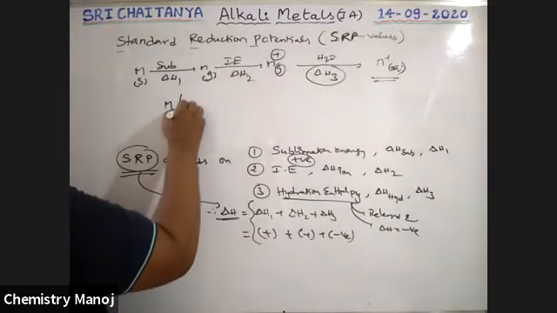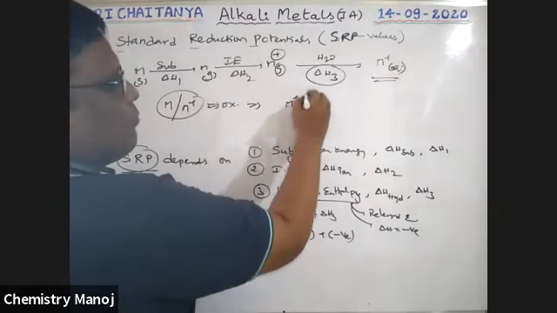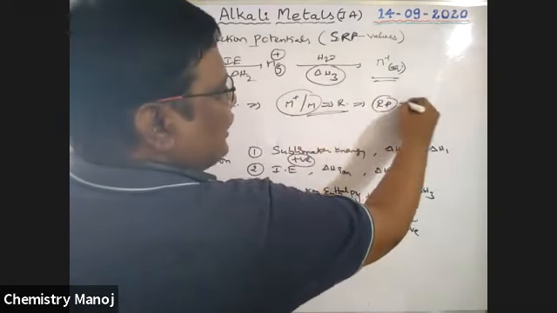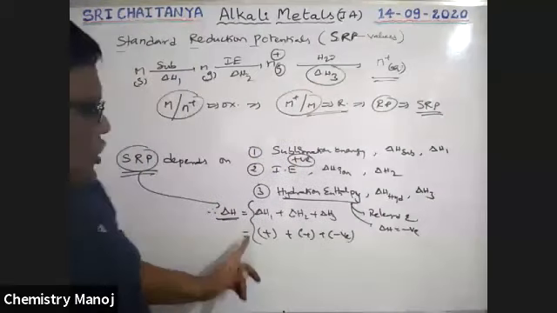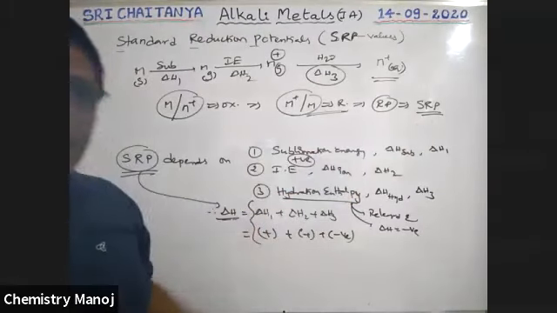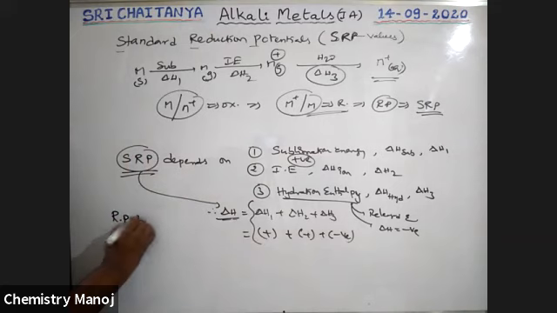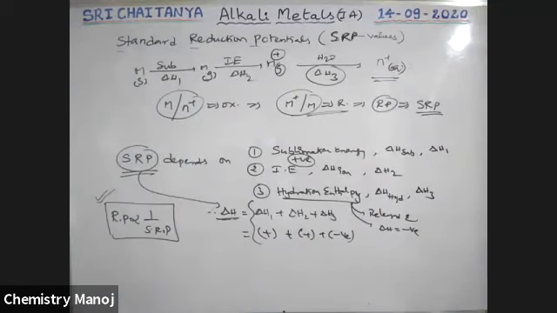Here, M changing to M plus is called oxidation. If the reverse is observed, M plus to M, it is called reduction. For reduction there is a reduction potential; at standard conditions, standard reduction potential is applied. All these values depend on delta H value. Finally, reducing property is inversely proportional to SRP value. Please keep that in mind; no need of all these.